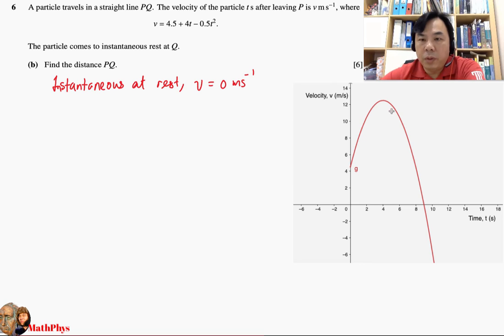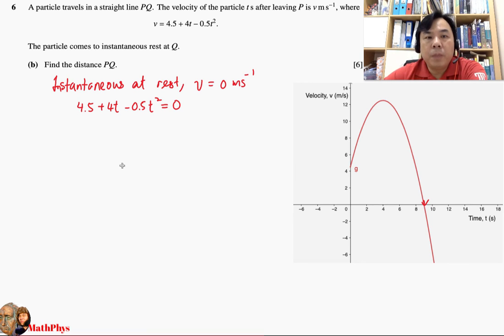If you look at this graph, this is where it reaches instantaneous rest. So we can assign 4.5 plus 4t minus 0.5 t squared equal to 0 here. Let me see whether I'm able to solve this without any calculator. Now, the usual way, some of you might like to write it like this. For me, I don't like a negative sign, so I'll remove that.